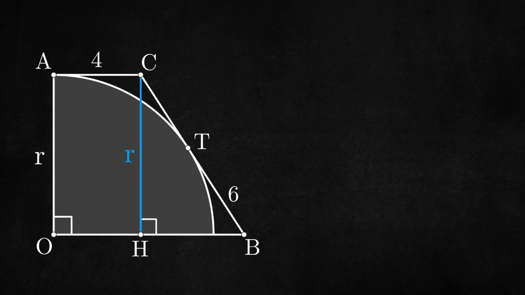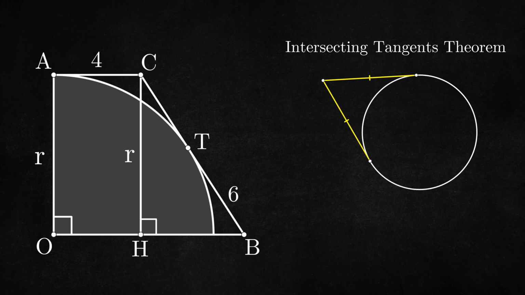R. Next, we need to use the intersecting tangents theorem, which states that two tangents of a circle that intersect externally have equal lengths. Since segments AC and CT are intersecting tangents, therefore they have the same lengths of 4 units.